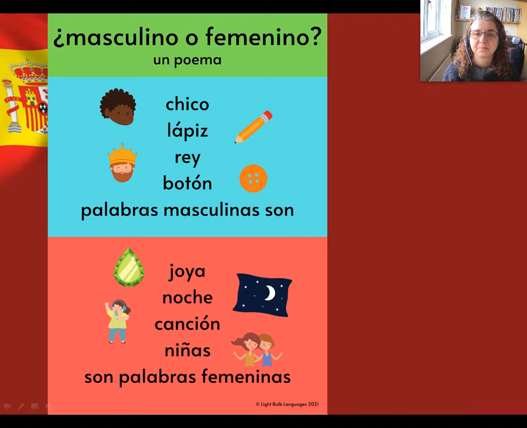Botón, botón, botón. Let's have a go at saying those 4 words. Are you ready? Here we go. Chico, lápiz, rey, botón. Try them again. Chico, lápiz, rey, botón. Try them once more. Chico, lápiz, rey, botón. And then the last line tells us what kind of words these are.